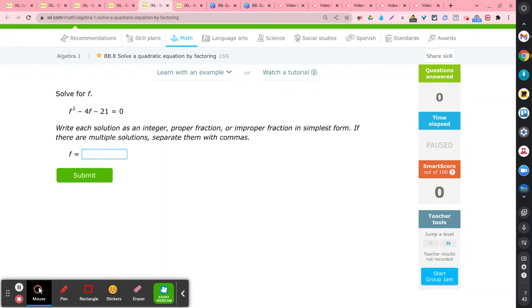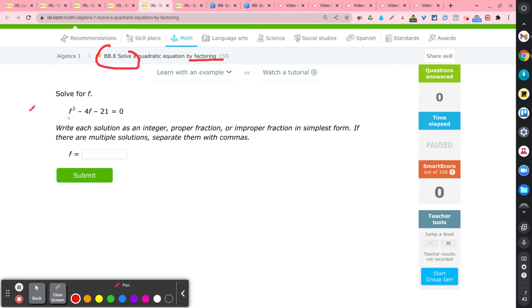Okay, guys, here's the explanation for BB.8 Solve quadratic equations by factoring. Now, we've already been factoring a lot, so this may seem familiar. And that's why we spend so much time practicing that, because it's a skill that you need to know the steps of and you need to know how to use quickly.